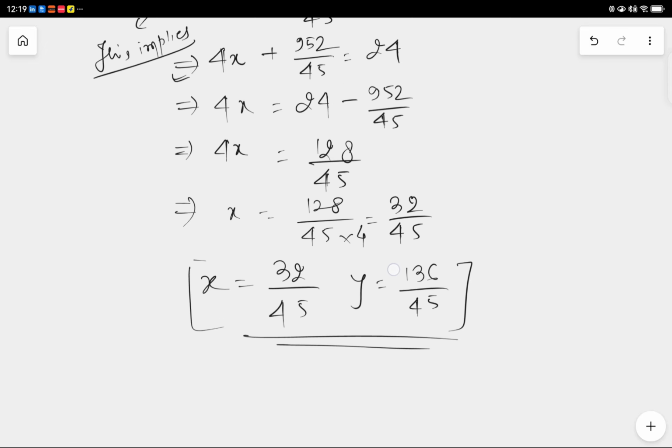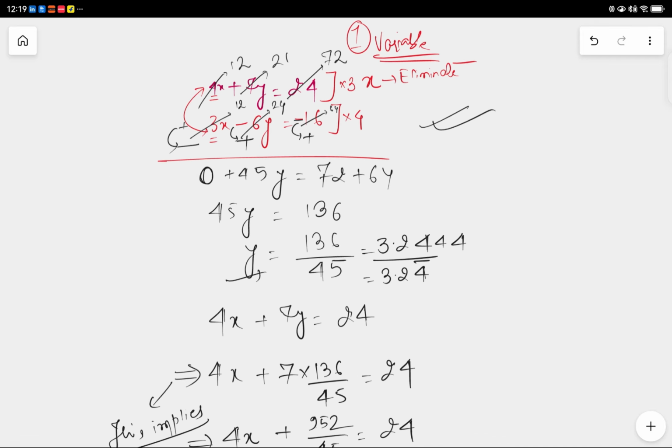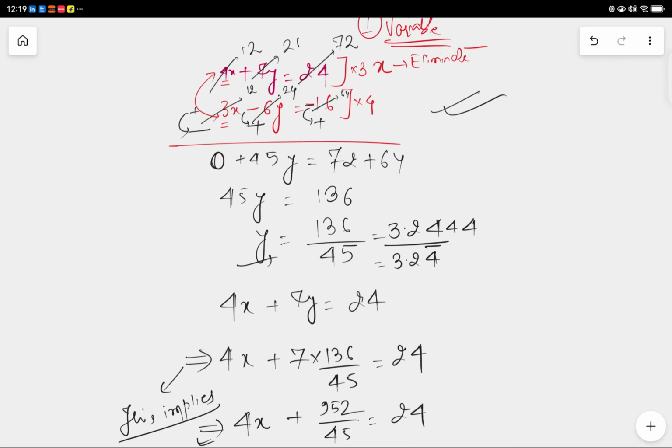So we tried an example with plus signs, and we tried an example with a minus sign also. Hence we solved another example by the method of elimination.